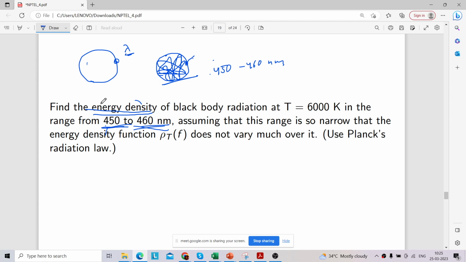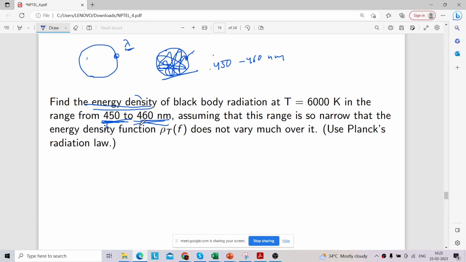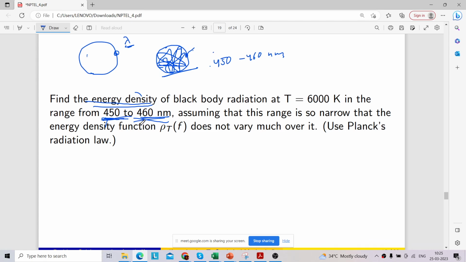This energy density means what is the energy per unit volume of the system containing these photons or some radiation between this range 450 to 460 nanometer. So, question number 7.